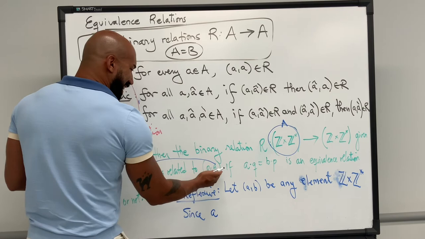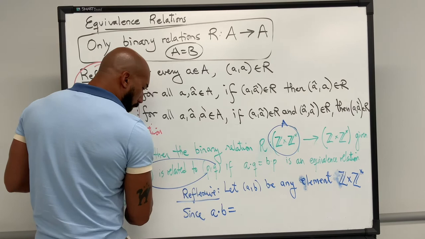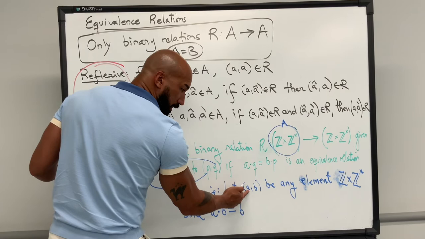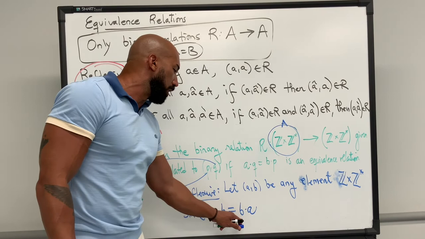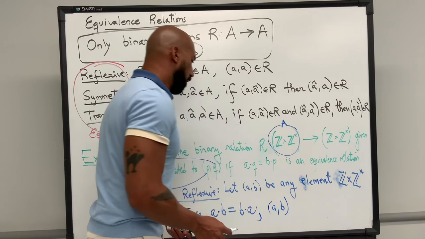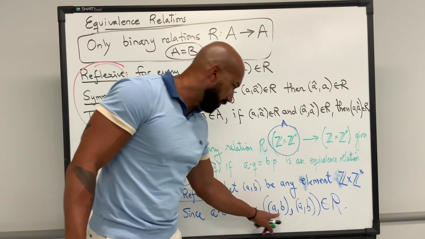a, that is the first component of the first pair, but we are considering this pair again, times b, that is the second component of the second pair, is equal to b, that is the second component of the first pair, times p, that is the first component of the second pair, but now we are considering this pair twice, so the first component of the second pair is a as well. So since a times b is equal to b times a, that is this condition here, considering this pair twice, (a, b) related to (a, b) is true. Okay, so this element is related to itself.